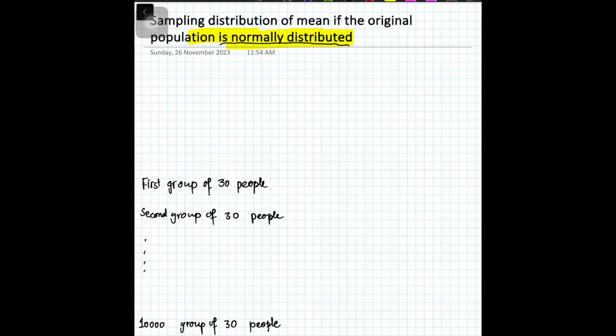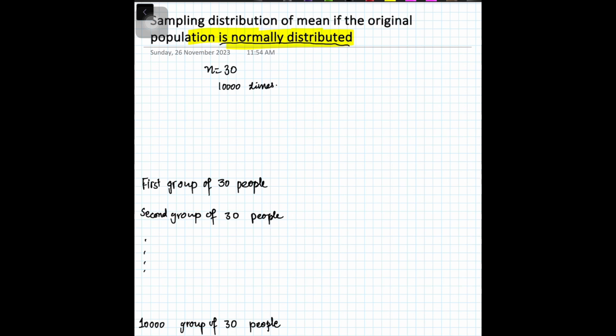So let us start from where we left in the last video. We said that we have a sample size of 30. We are asking 30 people randomly selected what's their height in the age group of 30 to 35, and then we repeated the experiment, say 10,000 times.